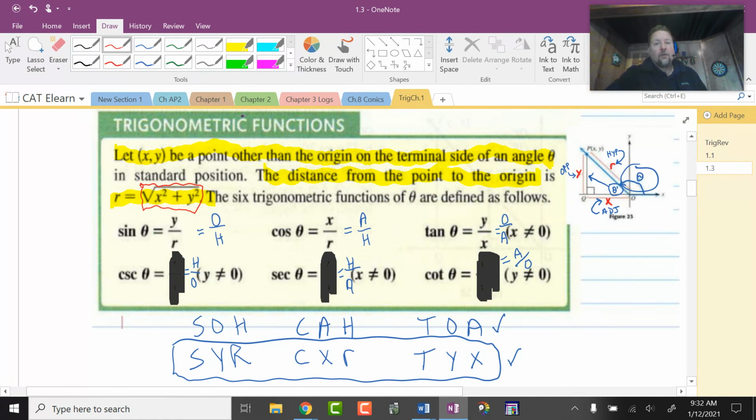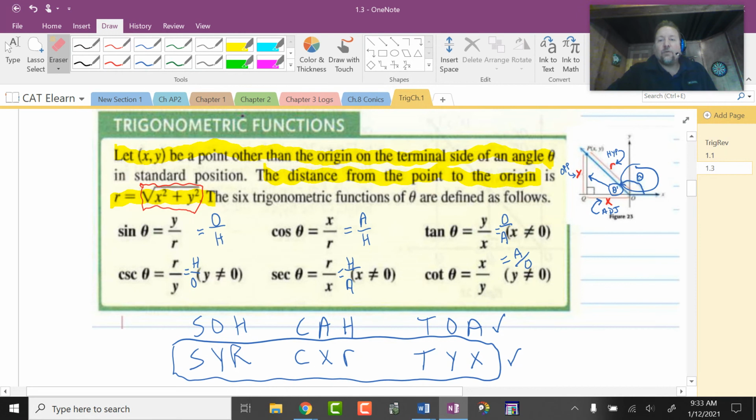The 6 trig functions are defined as follows. Oh, I'm sorry. Sine is SOH, cosecant is HO, so y over r now is r over y. Cosine of theta is x over r, so secant's the flip.